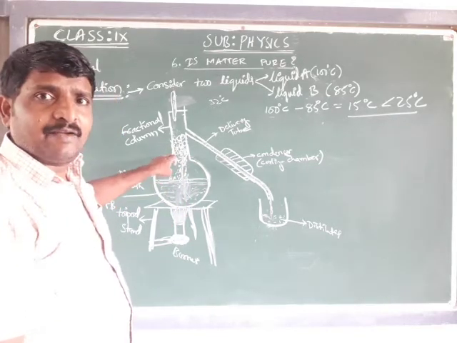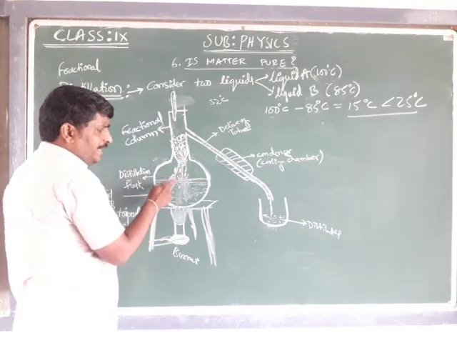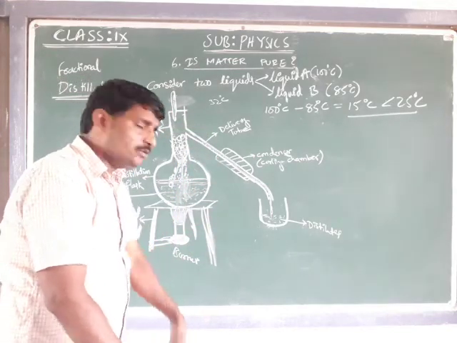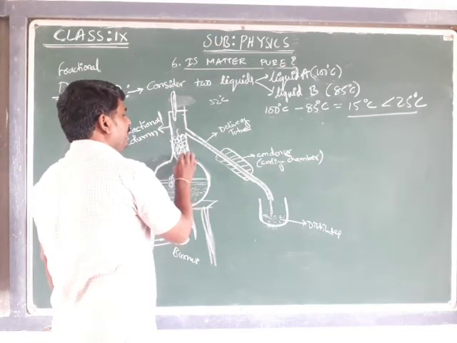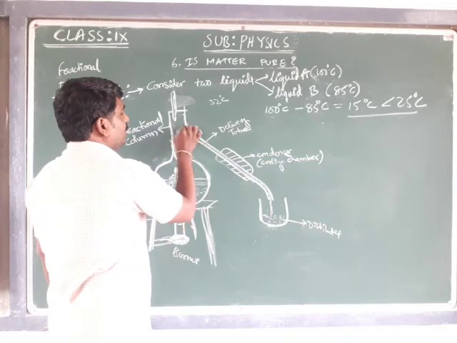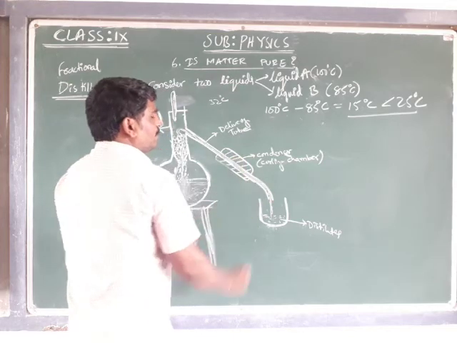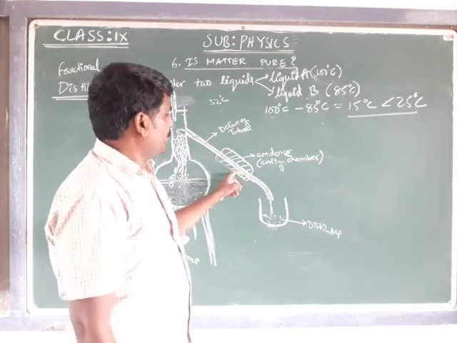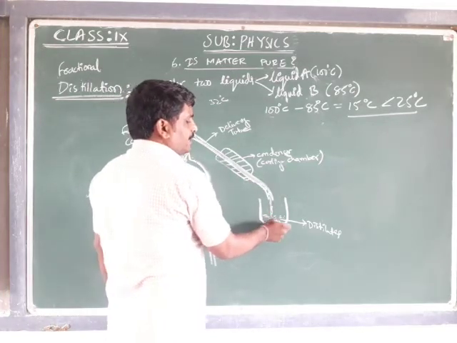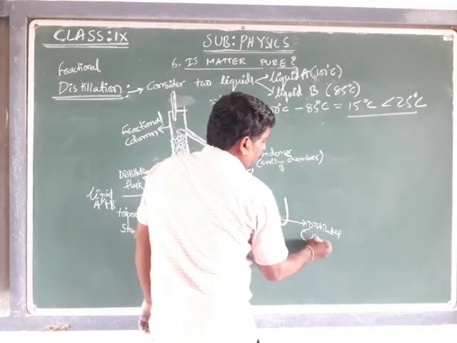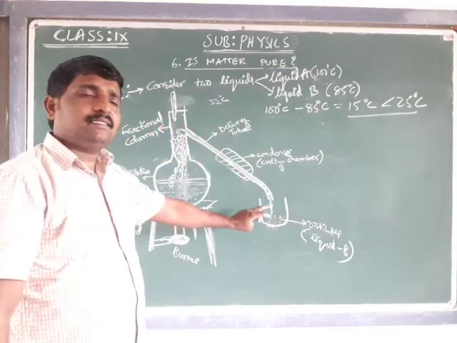the liquid A droplets will drop back down into the distillation flask, whereas the vaporized liquid B particles will enter the delivery tube and reach the condenser, that is, the cooling chamber. They will be converted into liquid form due to the low temperature, and they will be collected as distillate, that is, liquid B particles.